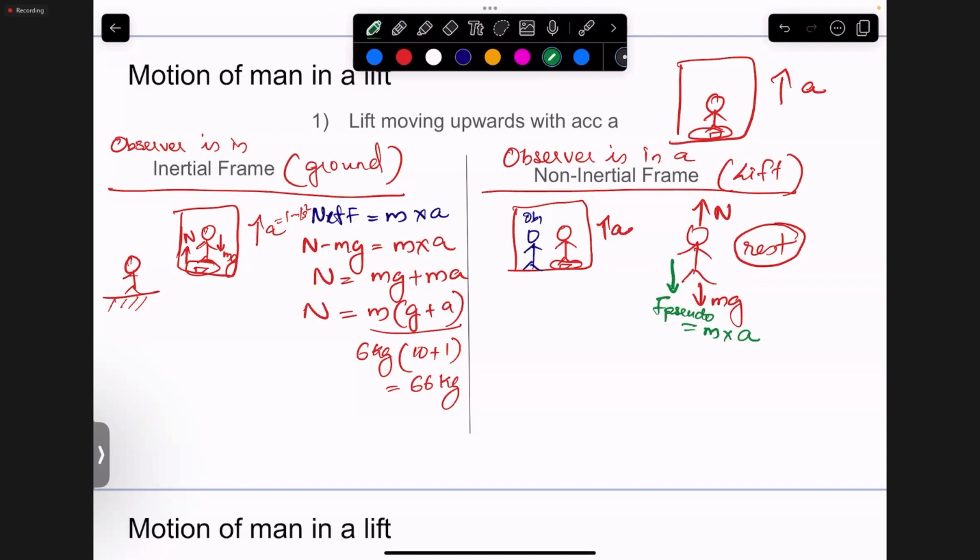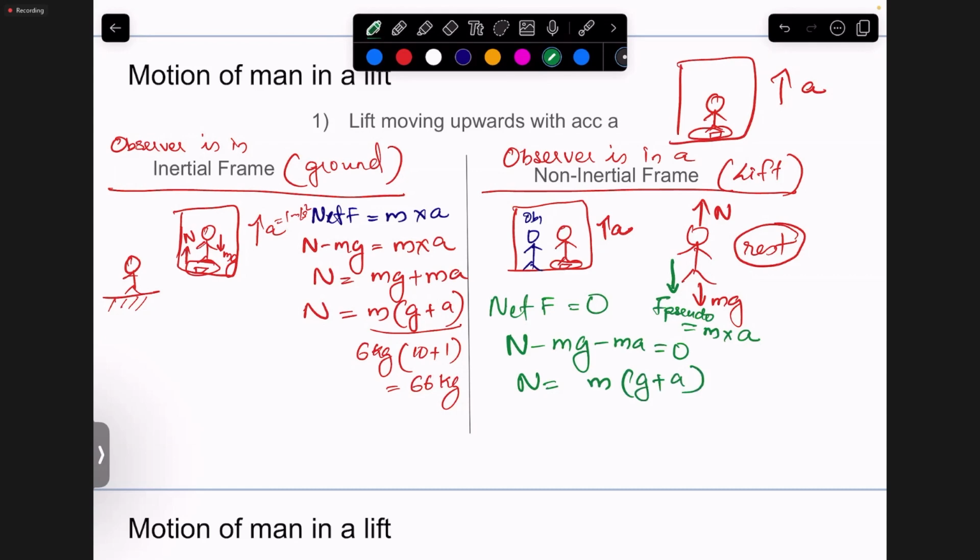So how will you calculate the normal reaction? N minus mg minus ma equal to 0, because this person is at rest. That is, net force equal to 0. So N minus mg minus ma equal to 0, N equals m times (g plus a). So you will be getting the same value in inertial and non-inertial frame.